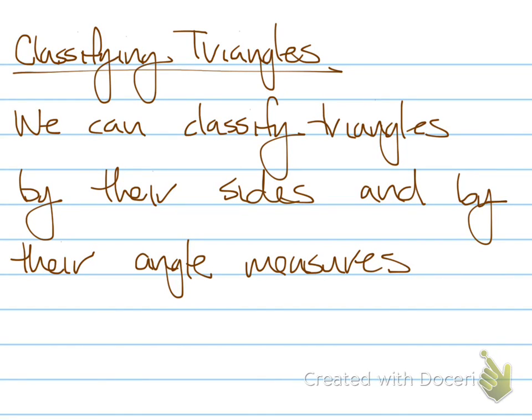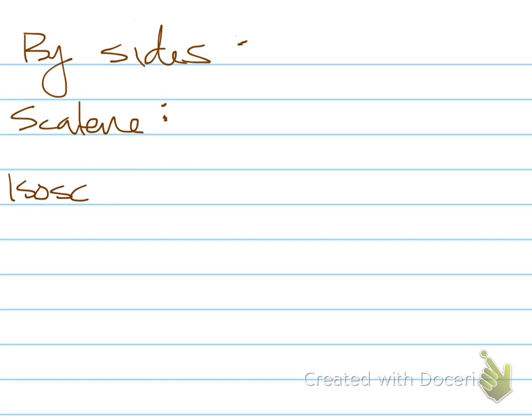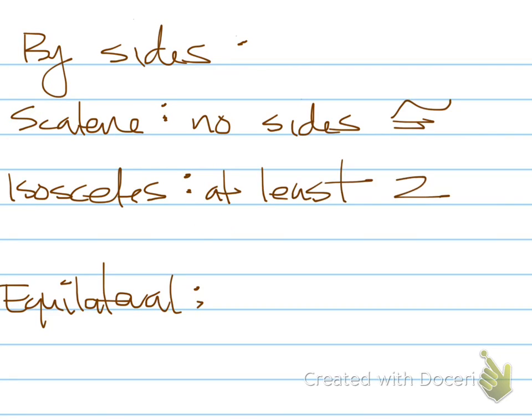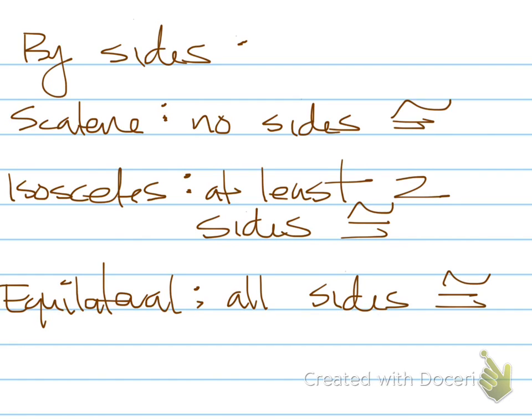In this lesson, we're going to be classifying triangles. You can classify triangles by their sides as well as by their angle measures. So starting with classifying triangles by their sides, triangles can be either scalene, isosceles, or equilateral.